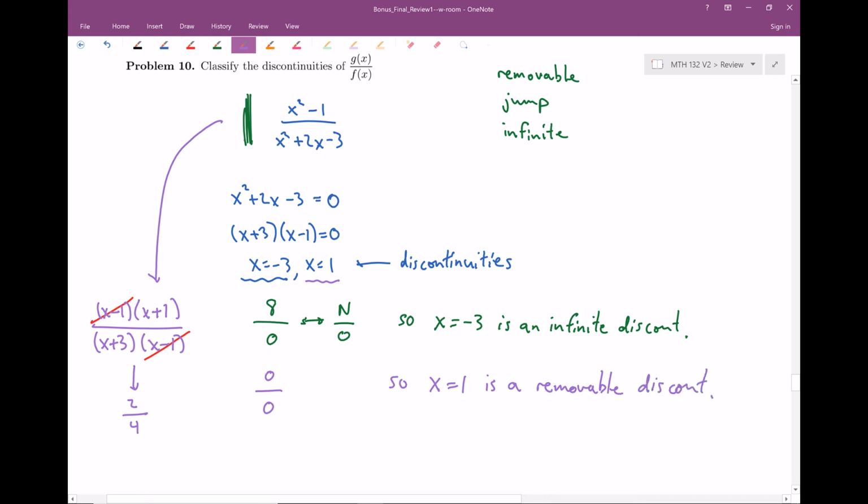And again, this most of the time happens at 0 over 0. So again, we classified the discontinuities. We identified which values are discontinuities, at negative 3 and at 1, and then we classified them. Negative 3 is an infinite discontinuity, 1 is a removable discontinuity.